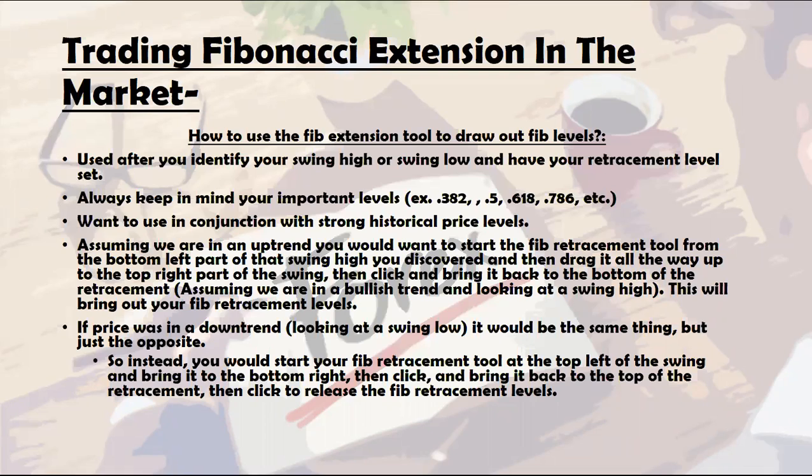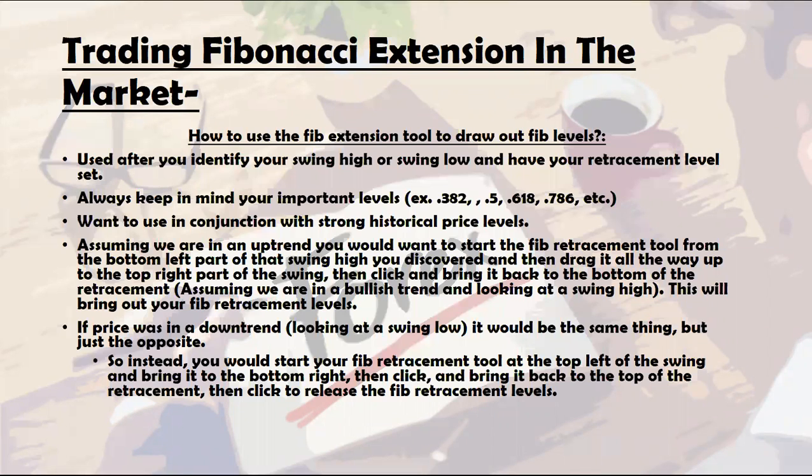Assuming we are in an uptrend, you will want to start the fib retracement tool from the bottom left part of that swing high, because whenever we're in an uptrend and we find a swing, that is considered a swing high. So you start the retracement tool from the bottom left part of the swing high you discovered, drag it all the way up to the top right part of the swing, and then click and bring it back to the bottom of the retracement. This will bring out your fib retracement levels, guys. I'll show you an example on the next slide.